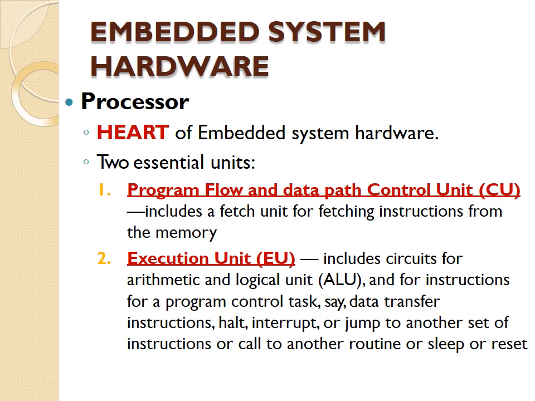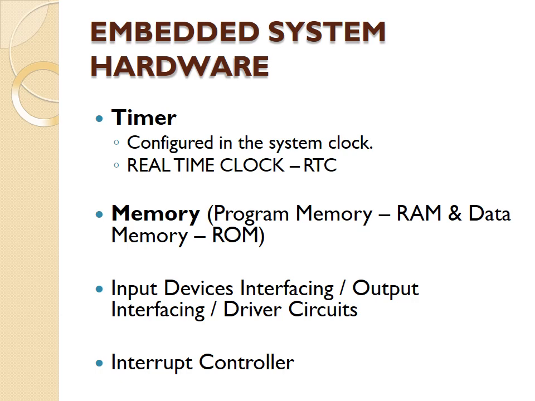The first one is the program flow and data path control unit. The second one is the execution unit. These are the two essential units to perform one task. The processor is considered the heart of an embedded system, meaning it is going to predict all the behavior of an embedded system. In the following slides, we are going to see how to choose a processor. A set of rules is available on how to choose a processor according to the configuration of your embedded system. The next ones are timers, memory, input-output interfacing driver circuits, and interrupt controllers. These are the essential units of an embedded system.